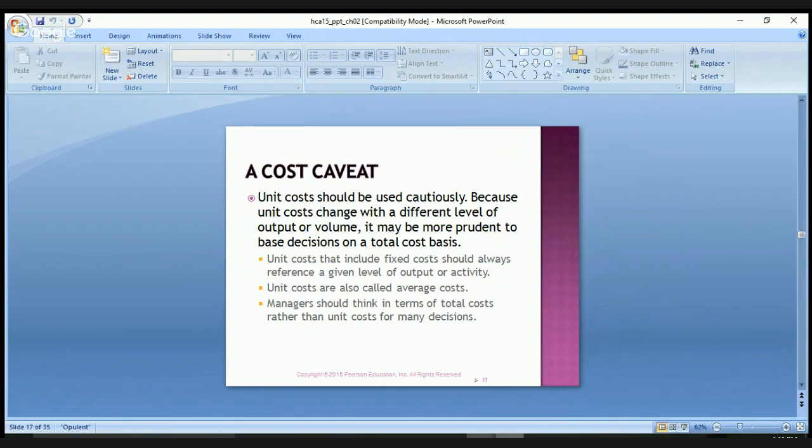All right, a cost caveat. Unit cost should be used cautiously because unit costs change with a different level of output or volume. It may be more prudent to base decisions on total cost basis. Unit costs that include fixed costs should always reference a given level of output or activity.